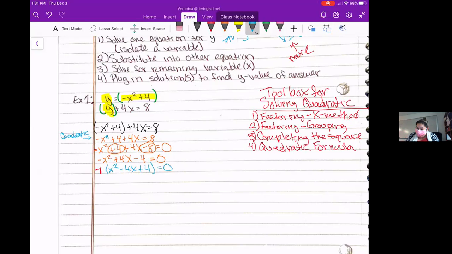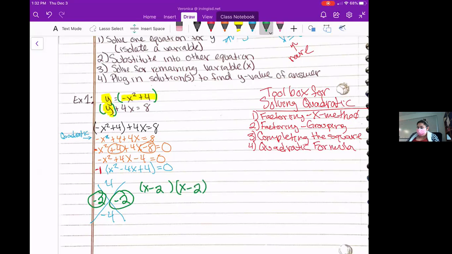So we're going to have our x method. A times c is 4, and at the bottom we have a negative 4, right? If I can fulfill this x, then I know I can factor by what I like to call the x method. So our numbers here would be negative 2 and negative 2. Negative 2 times negative 2 is a positive 4, and negative 2 plus negative 2 is a negative 4. So you should be able to write these in factor form. x minus 2, x minus 2.